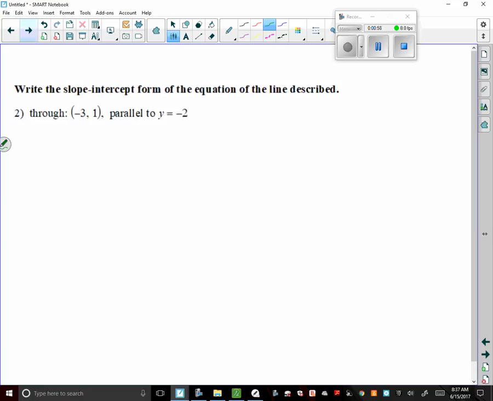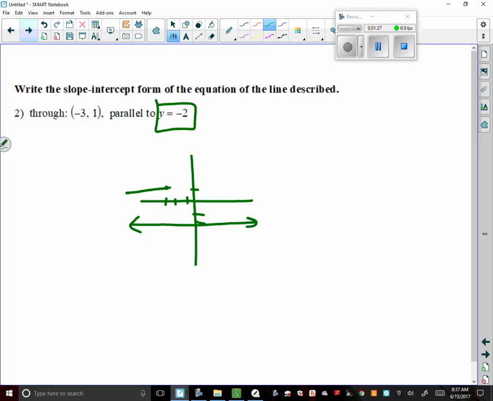Now we have to write the equation of a line, still in slope-intercept form, that passes through a certain point and is parallel to the line y equals -2. Well, this is a special case, because if the equation of the line is just y equals -2, that's a horizontal line. So if it's going to be parallel to this line and go through the point -3, 1, then it must also be a horizontal line. So it must also have an equation that's y equals a number. And here, that number is 1, because that's the y value of that line.